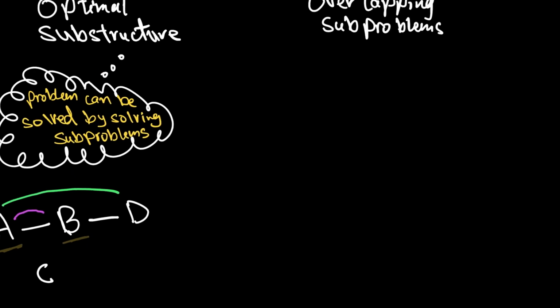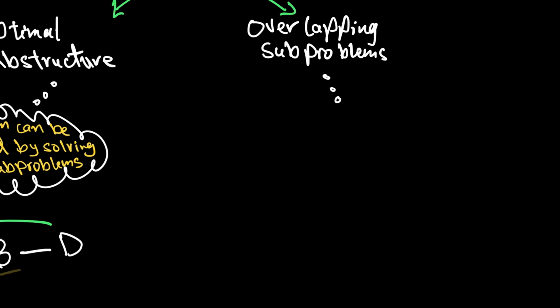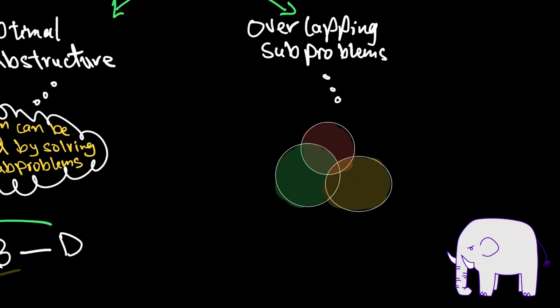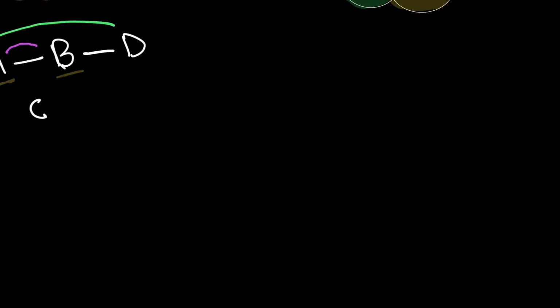The second condition here is overlapping subproblems, which means that if you go through and you start to solve these subproblems, you will find yourself solving some of these subproblems over and over again. That was not clear to me. How am I going to solve the same problems over and over again? This will make more sense when we give a real example.